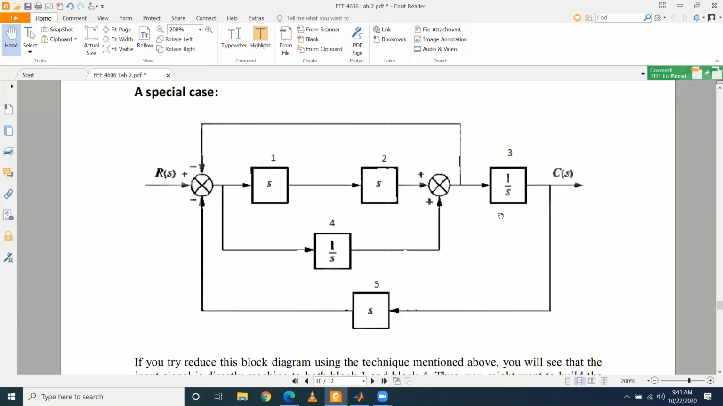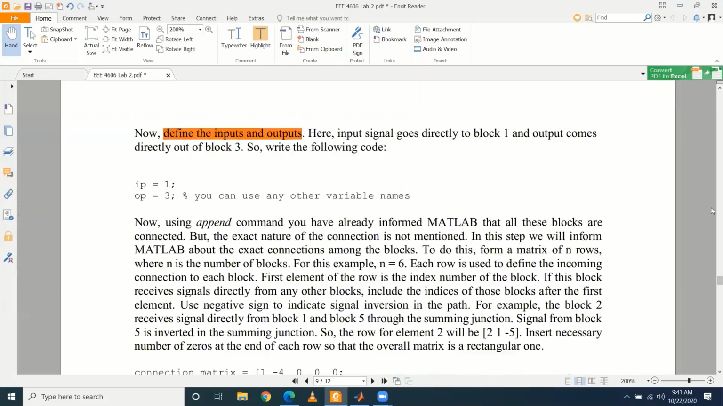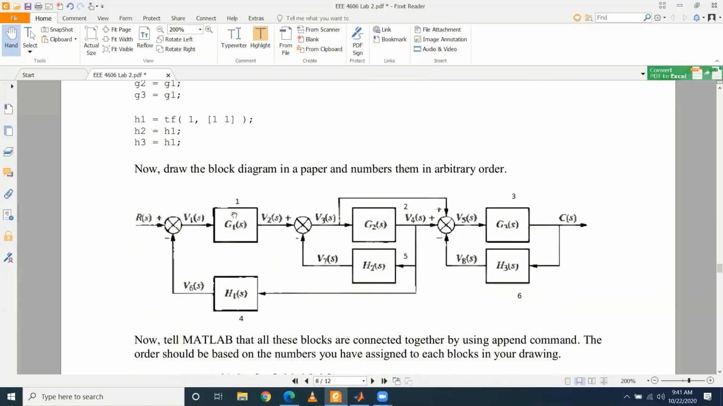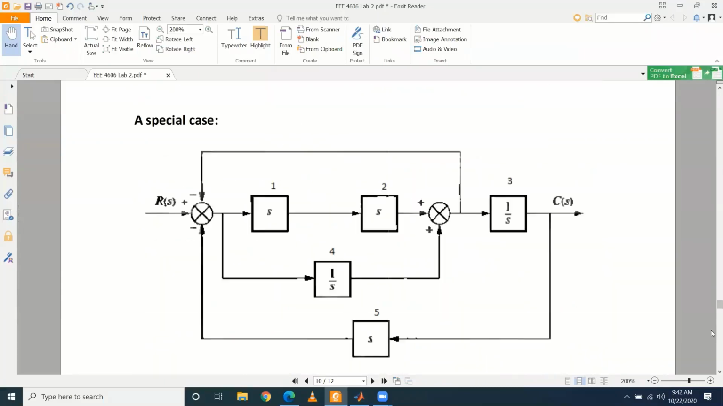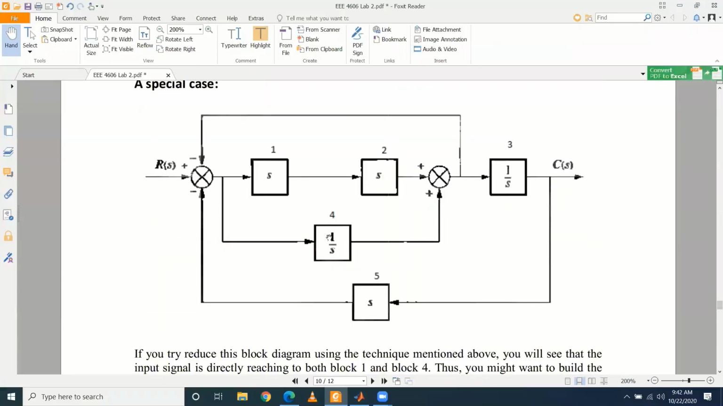So can anyone tell me what is special about this case compared to the previous one? No, sir. Okay, one clue. Take a look at the input signal. Sir, there are inputs going to block 1 and block 4. So in this case, the input signal is entering two different blocks, 1 and 4. Previously, the input signal only entered one block, block 1, and we defined IP equal to 1 directly. But in this case, the input signal is entering two different blocks, block 1 and block 4.